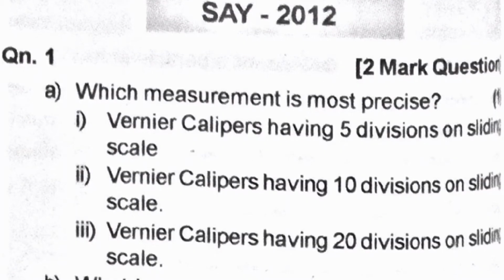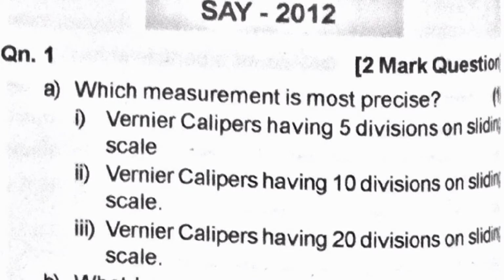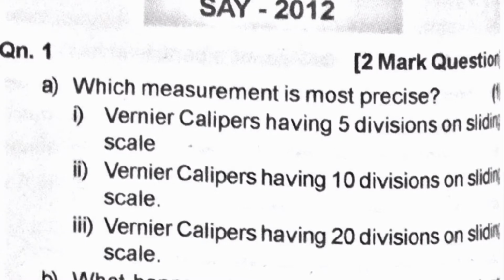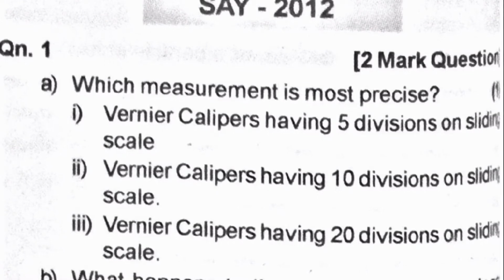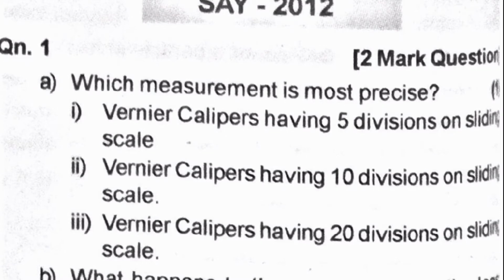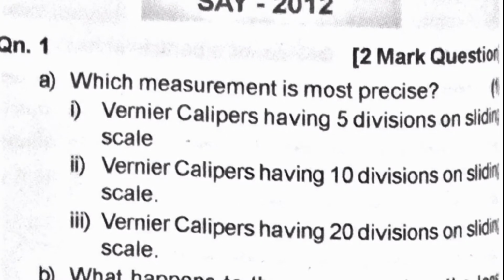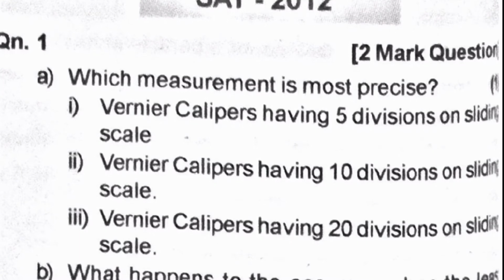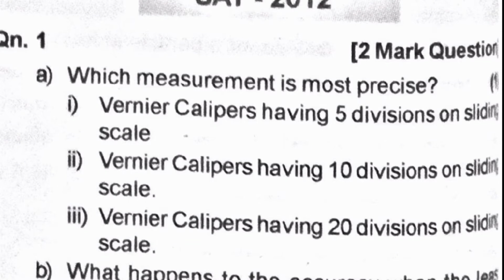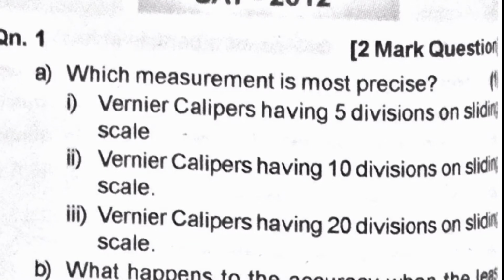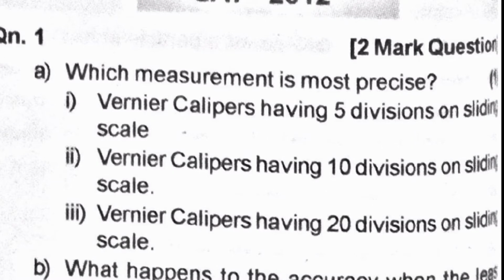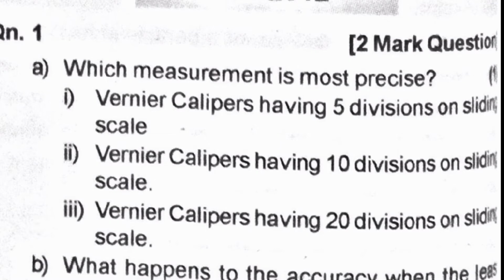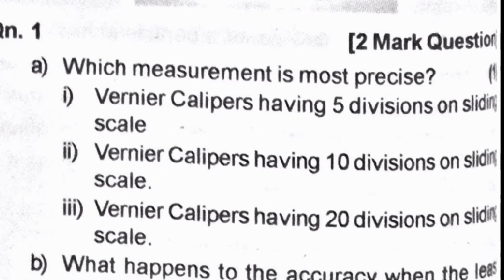This question is asked in 2012 SAY examination. This is a 2-mark question and the question is, which measurement is most precise? The options are, first one, vernier calipers having 5 divisions on sliding scale. Second one, vernier calipers having 10 divisions on sliding scale. Third one, vernier calipers having 20 divisions on sliding scale. One more question is there. The question is, what happens to the accuracy when the least count is decreased?